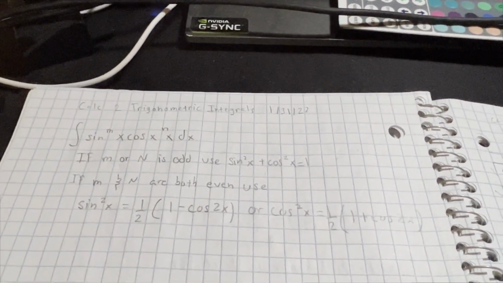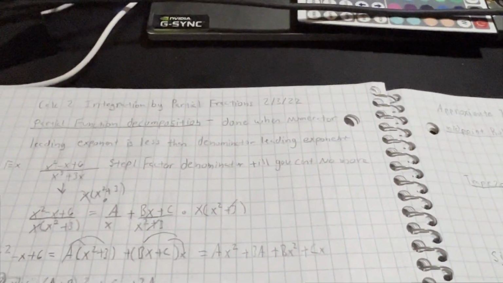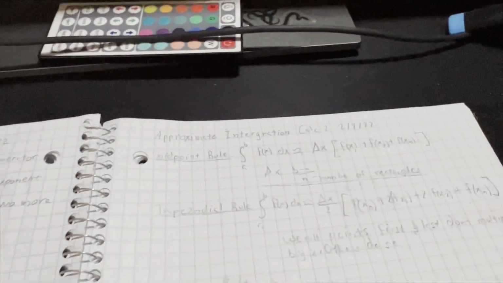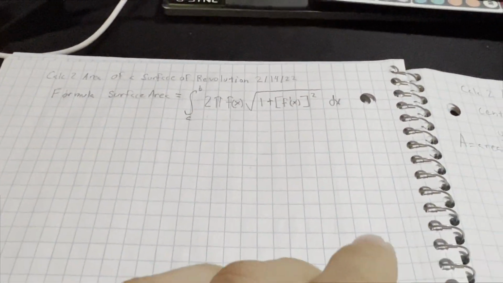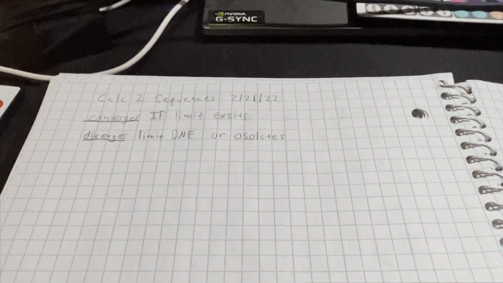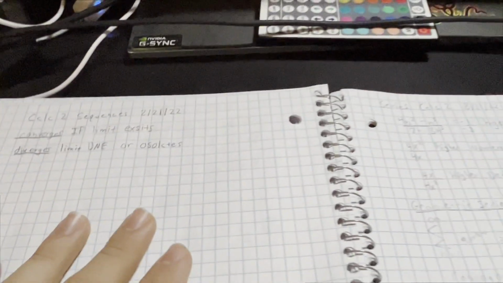Integration by parts. Trigonometric integrals. Trigonometric substitution. Integration by partial fractions. I remember doing this. Approximate integrals. Kind of remember that. Improper integrals. I feel like we already did that. Arc length. Area of a surface of revolution. I'm not doing much of these. Applications of physics and engineering. I'm gonna need that. Sequences. Convergence if the limit exists. Divergence, limit does not exist or oscillates.